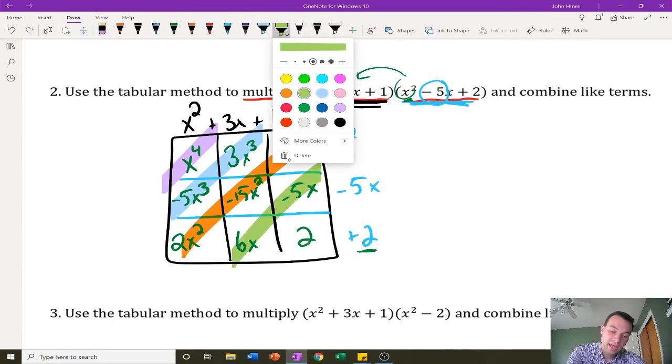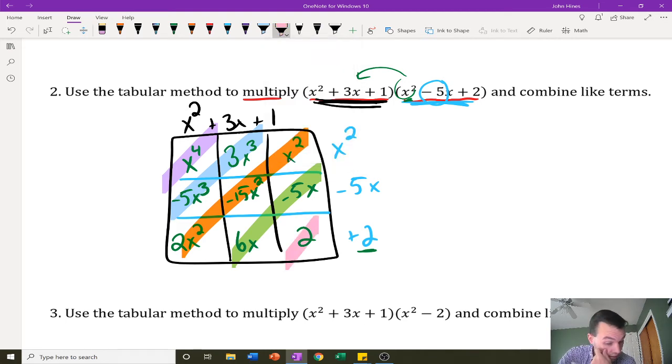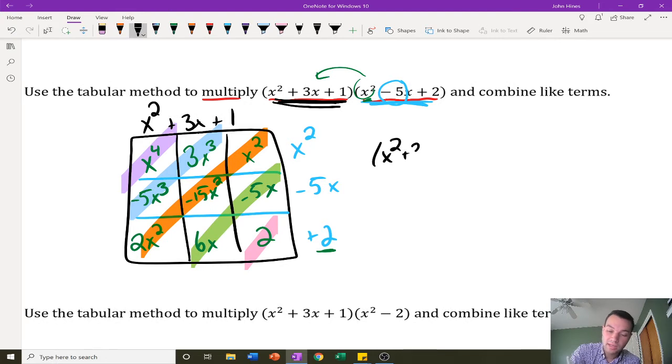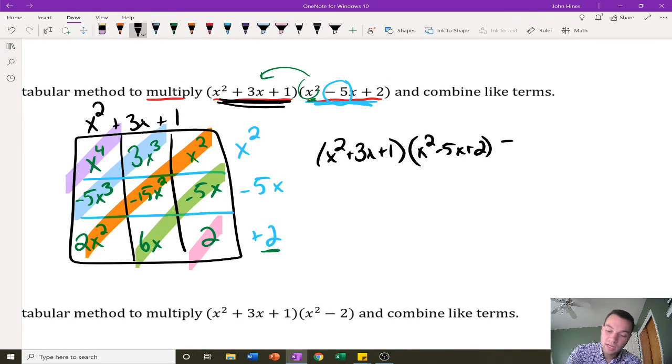What do I mean by that? I mean that all my x to the 3rds were on that blue diagonal there. All my x squareds landed on this orange diagonal here. So what this tells me is what happens when I multiply these two factors together. Will I get x to the 4th? How many x to the 3rds do I have? Now is when we add. So the first step is to multiply. The second step is to add or subtract to combine your like terms.